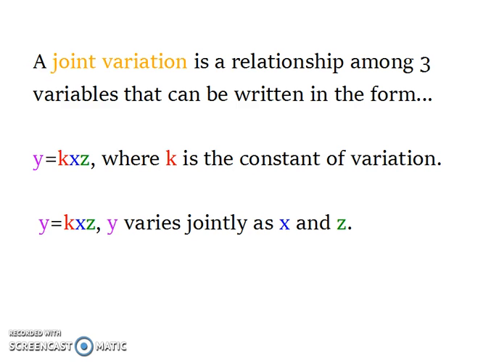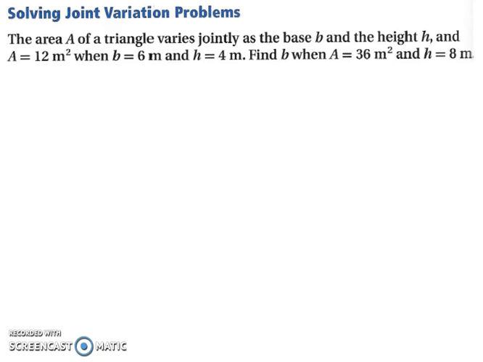Now let's look at joint variation. A joint variation is a relationship among three variables that can be written in the form y equals k times x times z. Once again, k is your constant, and your variables this time are going to be x, y, and z. So y varies jointly as x and z. Let's practice solving joint variation problems.